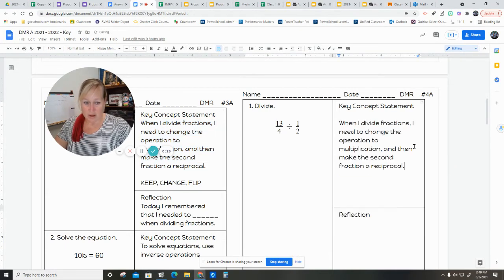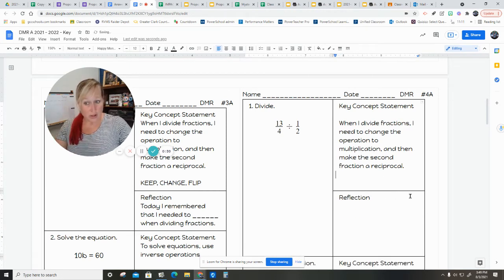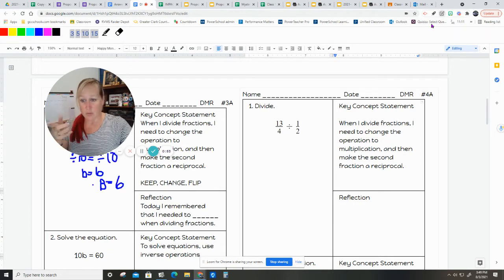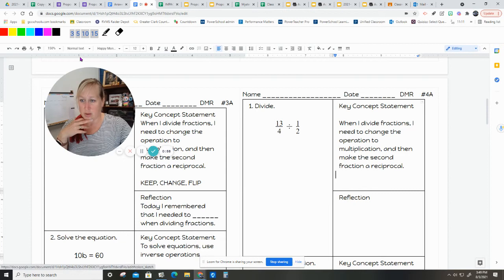So I'm not going to have to write it out because I have a digital form, but you need to make sure that you pause this and copy what it says up here. When I divide fractions, I need to change the operation to multiplication and then make the second fraction a reciprocal. Our vocabulary for that is reciprocal. That means that the denominator and the numerator of the fraction trade places. So, if you've paused and done what you need to do, we are now going to do the problem.